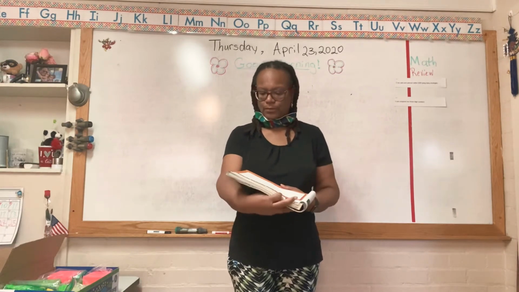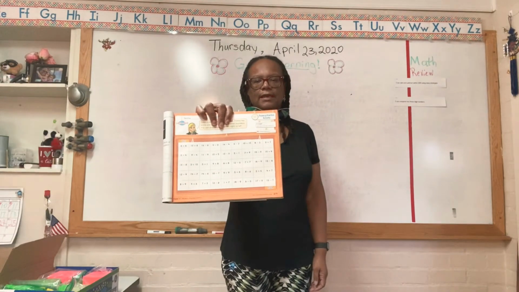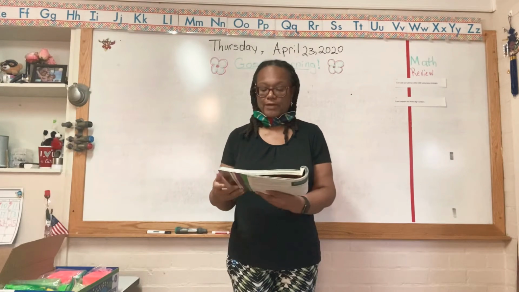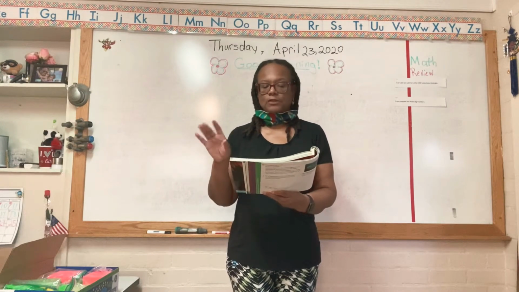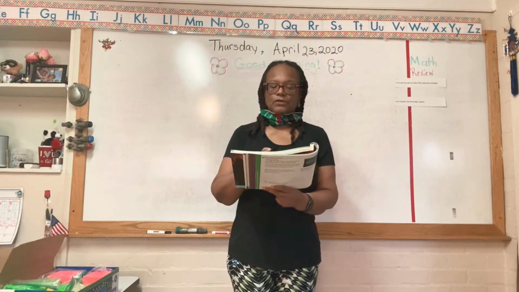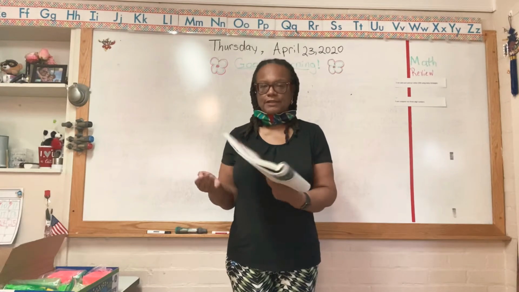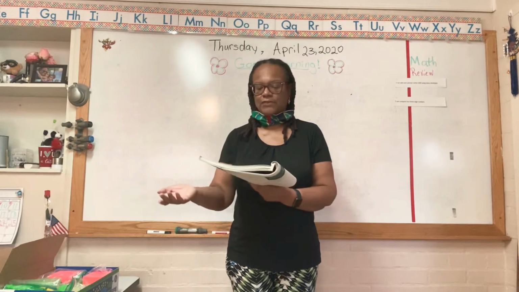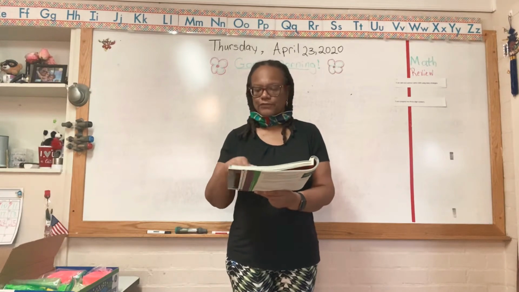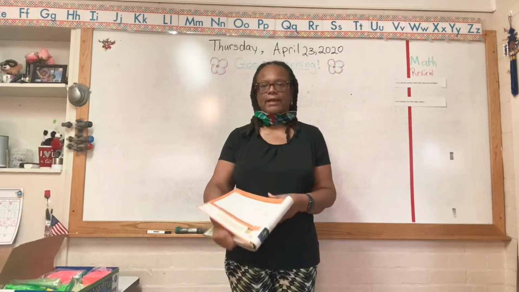Our review practice is on page 679 in your math book. On this page, you're supposed to color a path from start to finish using sums and differences that are even numbers. Just like 6 plus 6 is 12, which is even, and 10 plus 8 is even because it's 18, and you just figure those out. But you don't have to do that right now.